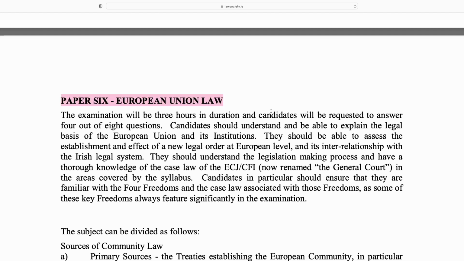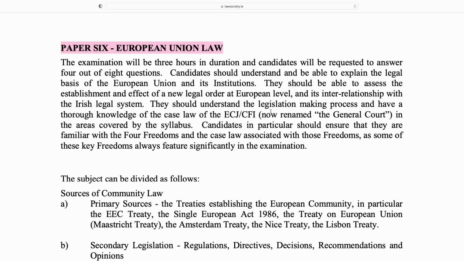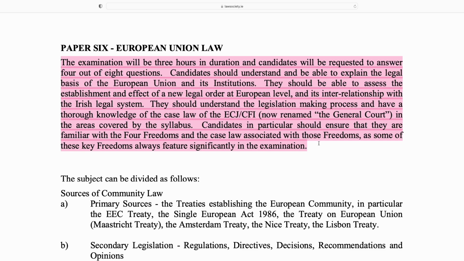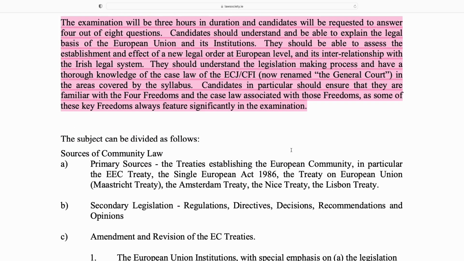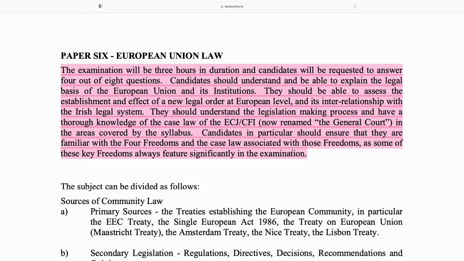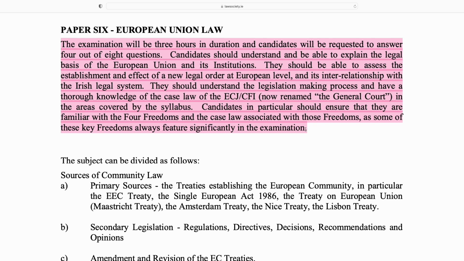EU law, probably the most straightforward exam you will do on the QLTT. Again, I would ignore the way it's set out here. By the way, sorry, this exam is 3 hours and the other exam is 4 hours. I prefer how my ebook is set out. To be honest, it's much more intuitive than this.